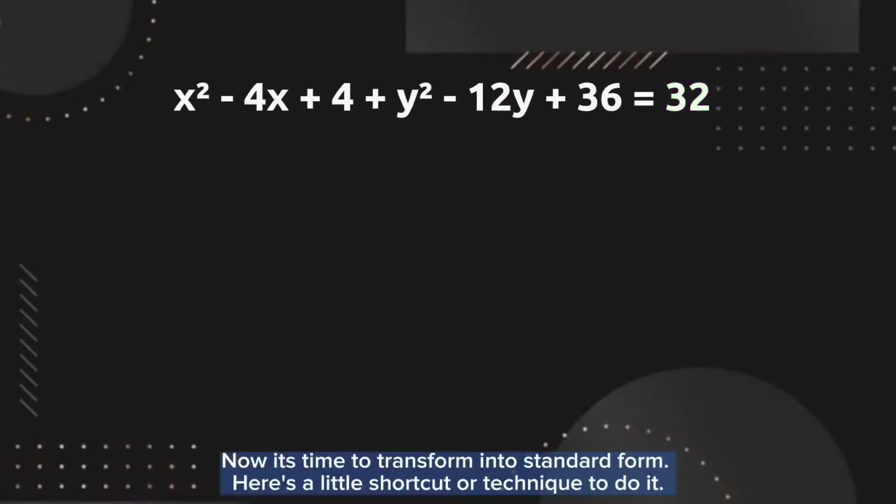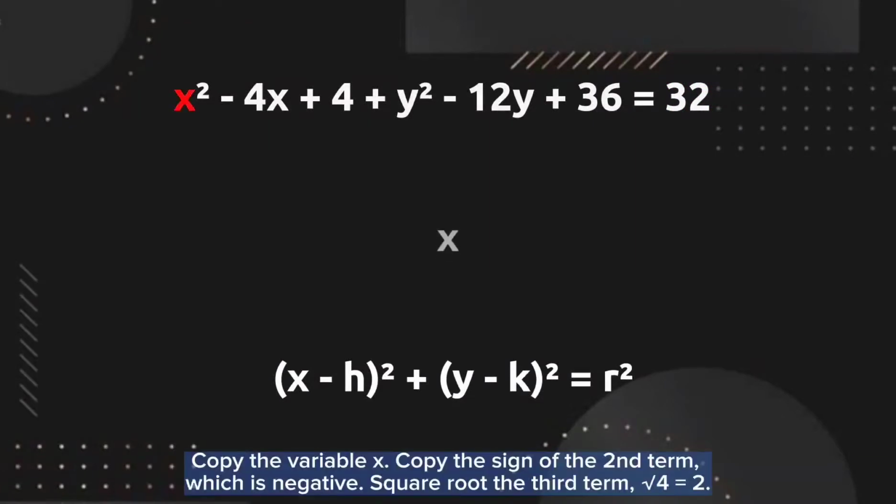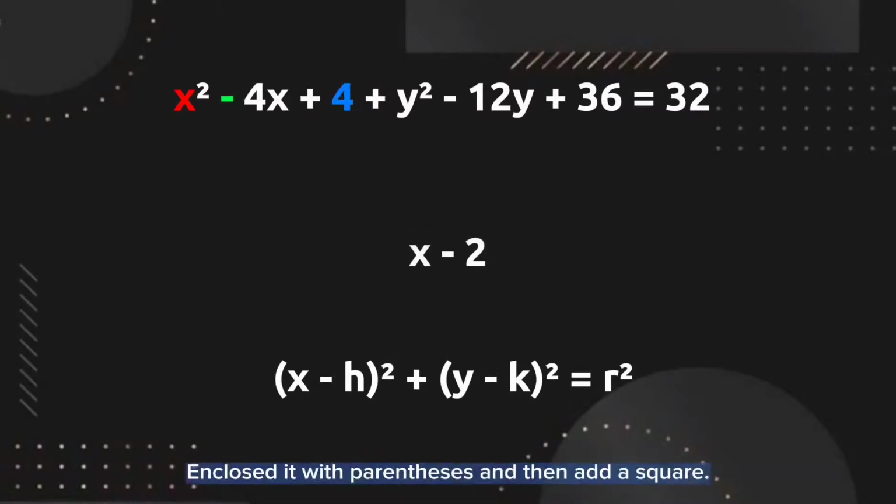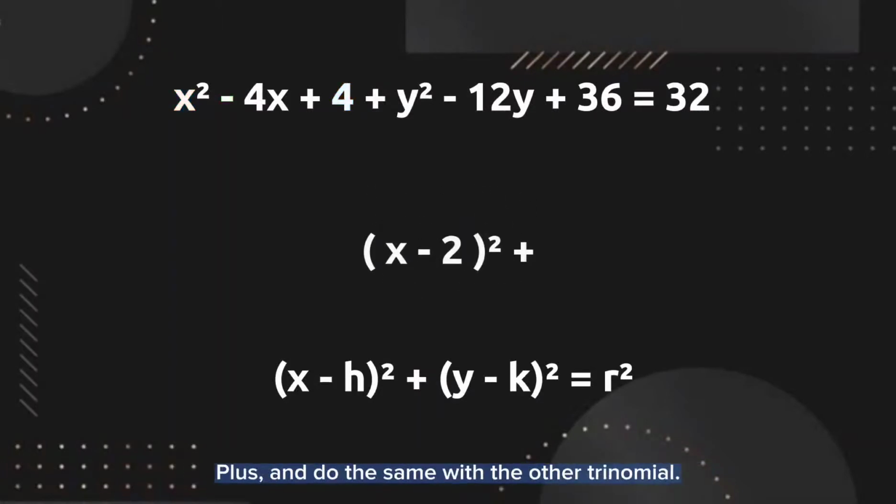Now it's time to transform into standard form. Here's a little shortcut or technique to do it. Copy the variable x, copy the sign of the second term which is negative, and square root the third term. Square root of 4 is equal to positive 2. Enclose it with parentheses and then add a square. Plus, then do the same with the other trinomial.